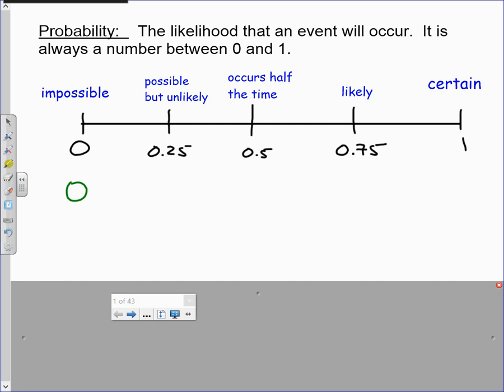0.25 as a fraction is 1/4. 0.5 as a fraction is 1/2. Look at, in green, I'm expressing them as fractions. Here's 3/4, and here's 1, which is 1/1.